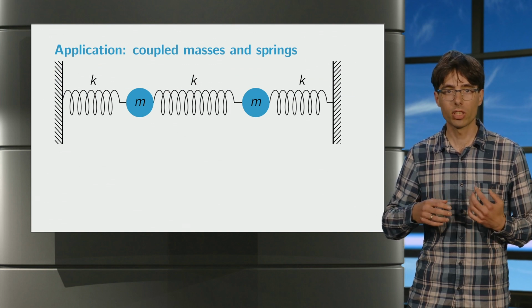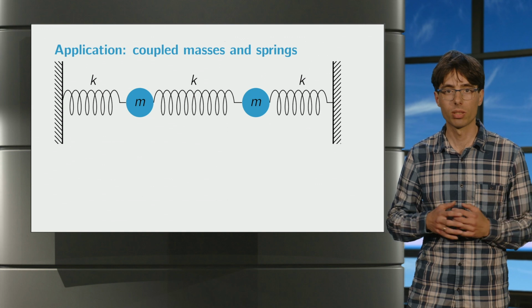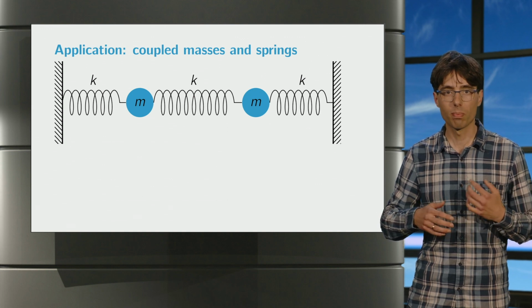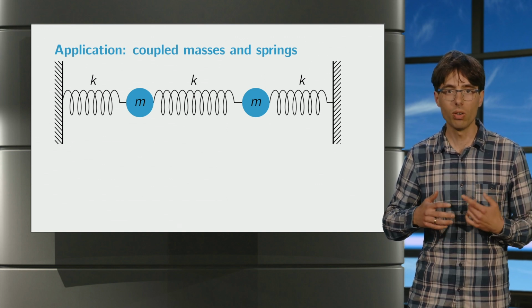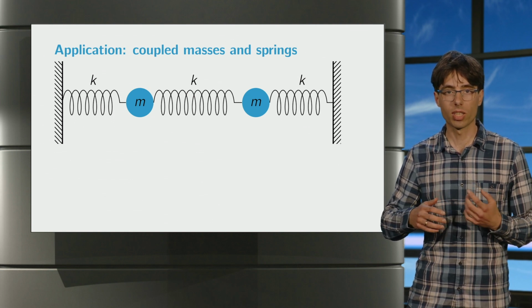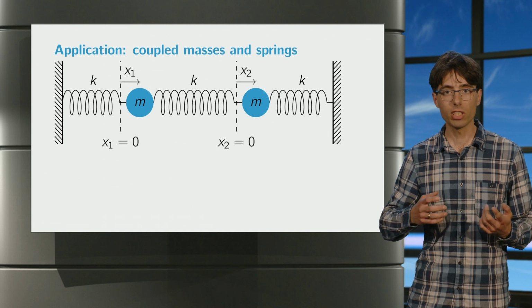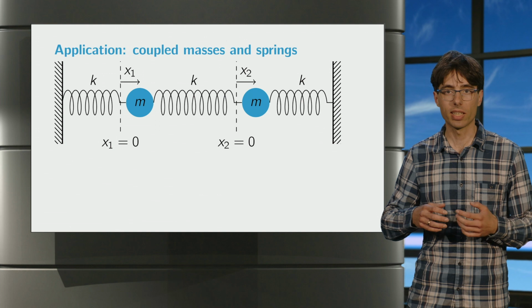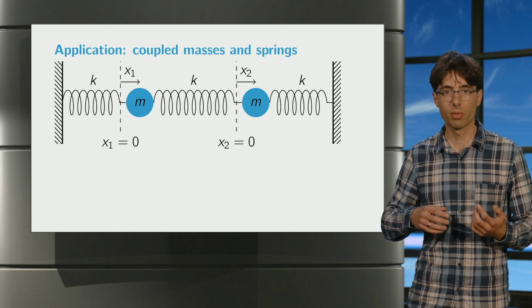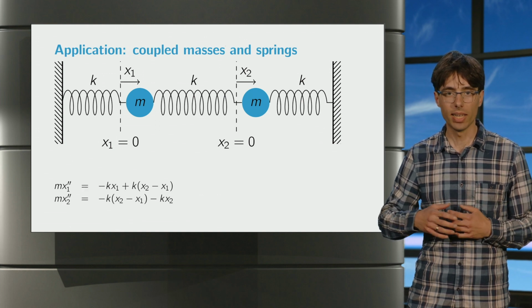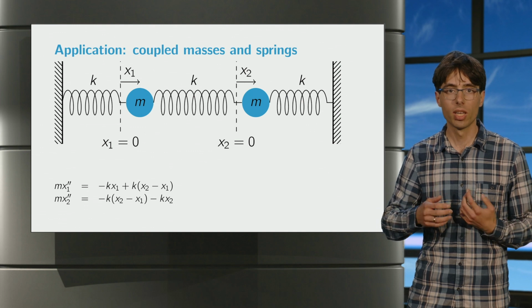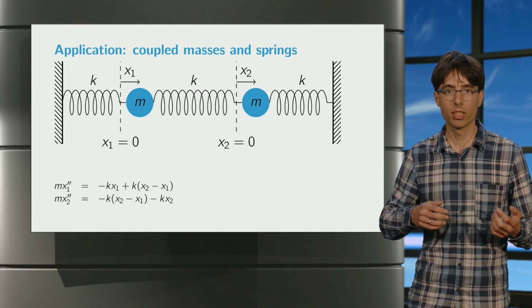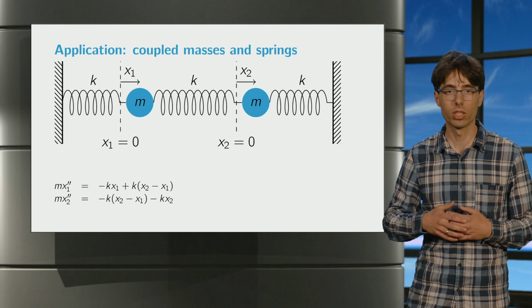Consider the following system of coupled masses and springs. The identical masses with mass m are connected to the wall and each other using springs with the same spring constant k. We measure the movement of the masses in terms of their displacements x1 and x2 with respect to the equilibrium position. Then, Newton's laws tell us that the displacements satisfy the following system of differential equations.